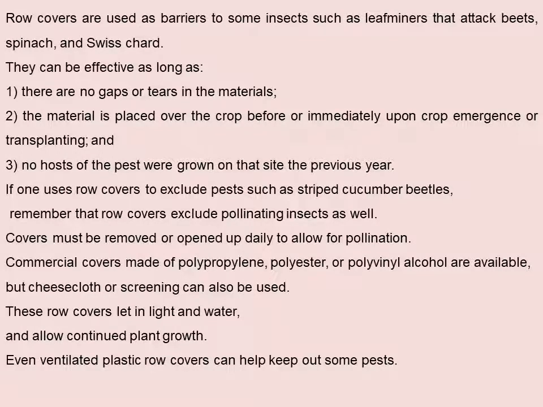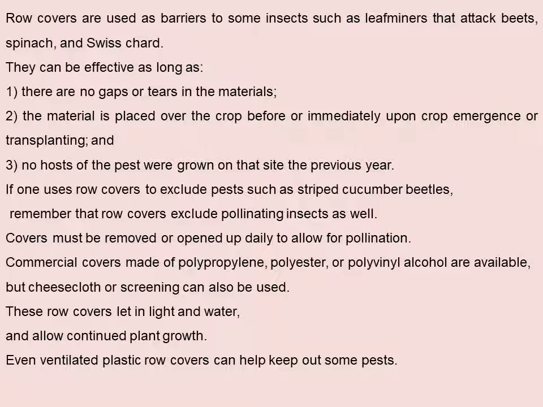Row covers are used as barriers to some insects such as leaf miners that attack beets, spinach, and Swiss chard. They can be effective as long as there are no gaps or tears in the material. The material is placed over the crop before or immediately upon crop emergence or transplanting, and no hosts of the pests were grown on that site the previous year.